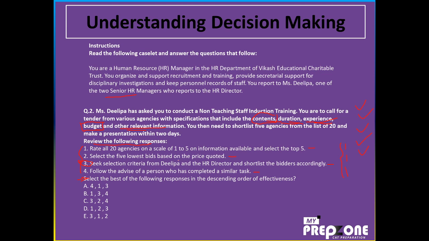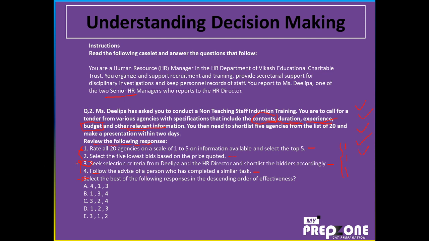The second one, of course, will be the first one. Rate all 20 agencies. Now you're rating these agencies on the information that is available, and then you're selecting the top 5. The third one could be second or fourth. So let us see which cannot be the answer. If I talk about this fourth one, follow the advice of a person who has completed a similar task, that means you are just reaching out to somebody. Man, have you done something like this? Yeah, I've done this. You just do it this way. Why would you ask an outsider who has completed a similar task? You would rather ask your immediate supervisor who has given you this task.